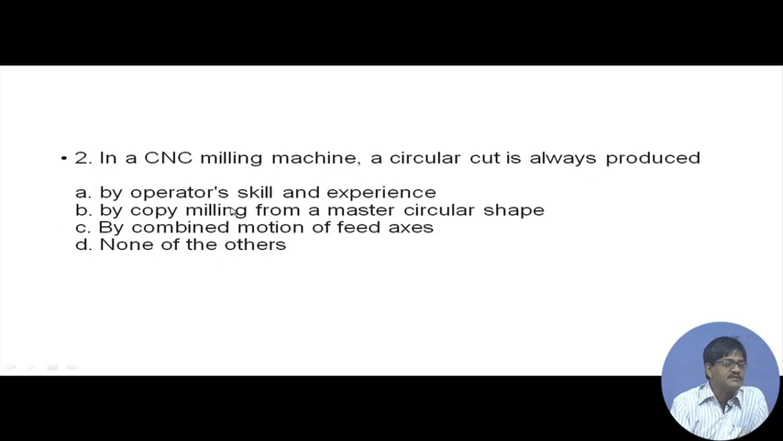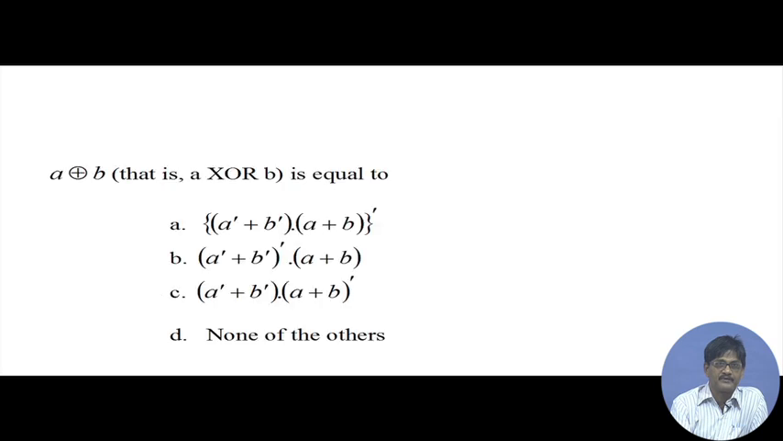In a CNC milling machine, a circular cut is always produced. We have done something similar to this. By operator's skill and experience, no. By copy milling, no. By combined motion of feed axis, yes. C is the correct answer. A XOR B, I am not solving it. I am sure the amount of Boolean algebra practice that you have had, I am sure that you can carry this out.